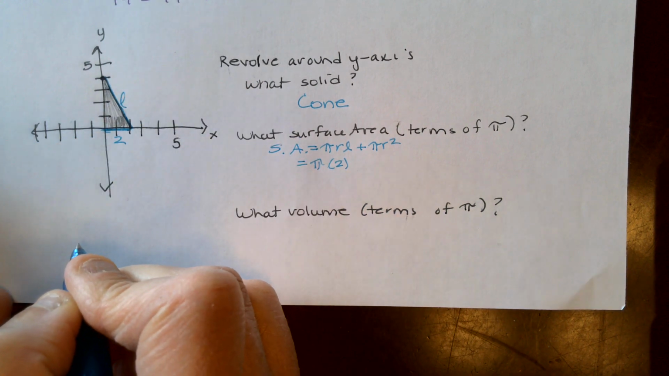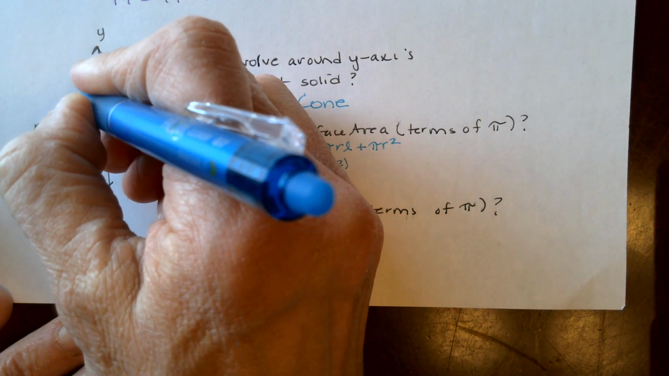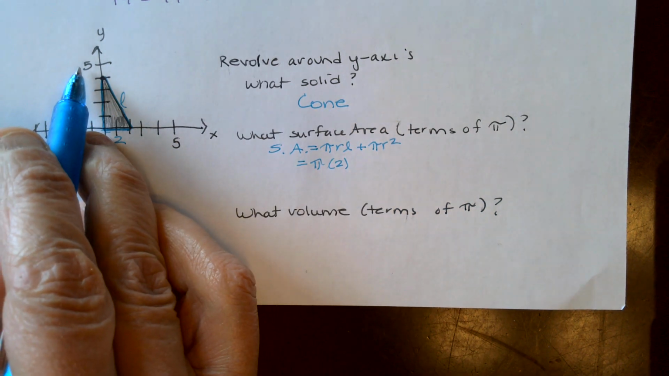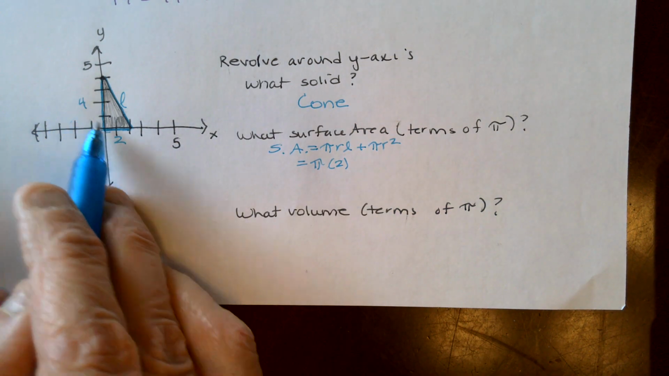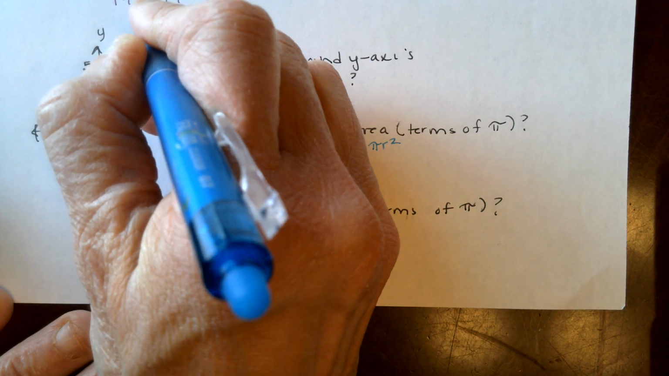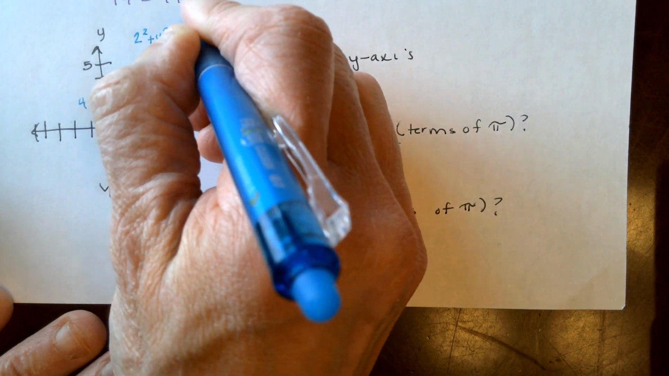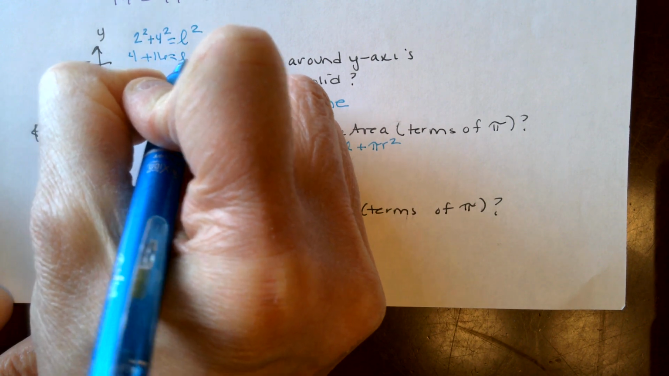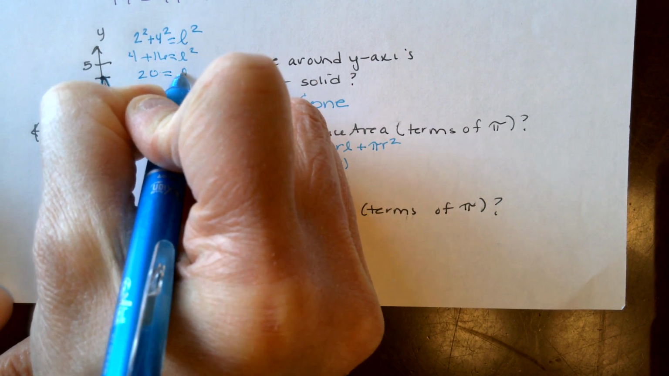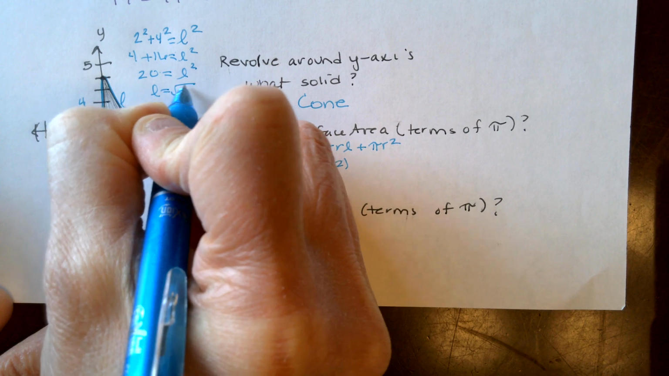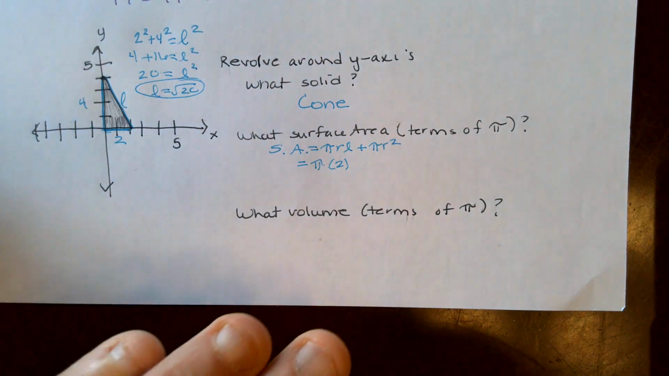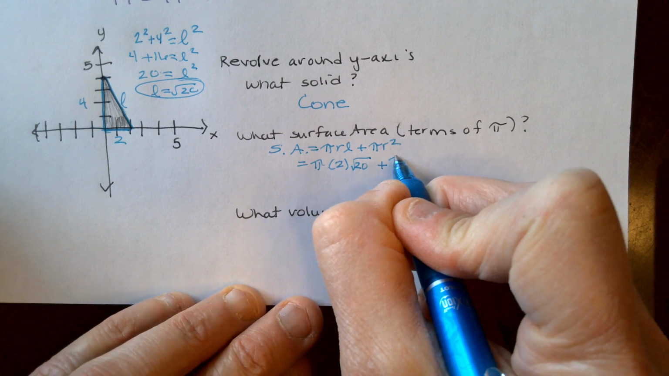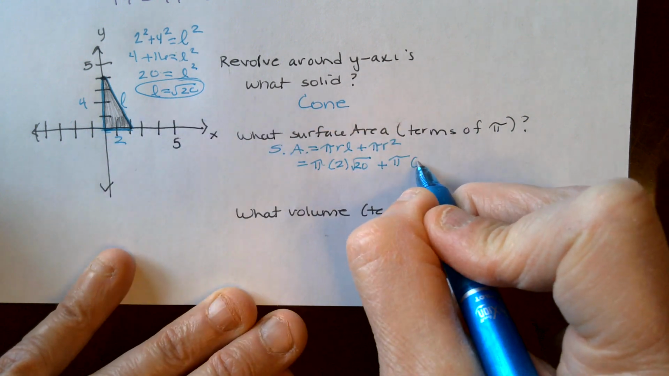No. But I know the height. It's 4. Be careful you get the right numbers. Just because there's a 5 up there, don't grab the 5. You got to figure out how tall it is. And then you have the Pythagorean theorem. So I can do 4 plus 16 equals L squared, 20 equals L squared, L equals square root of 20. Okay, so I figured that out, square root of 20, plus pi times the radius, which again is 2 squared.